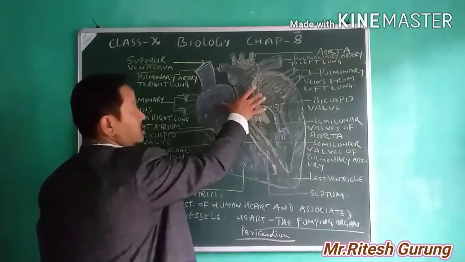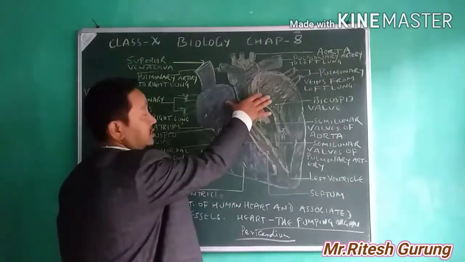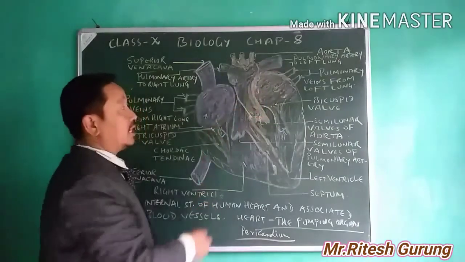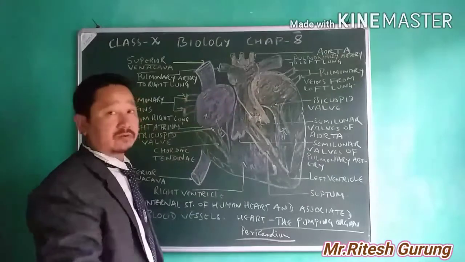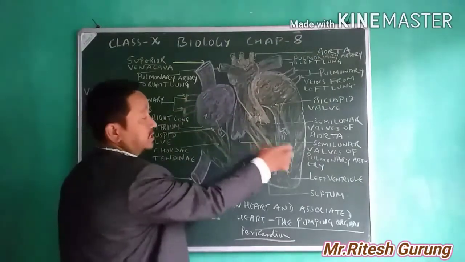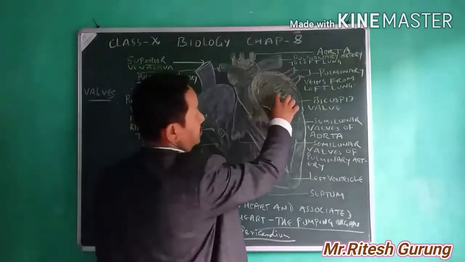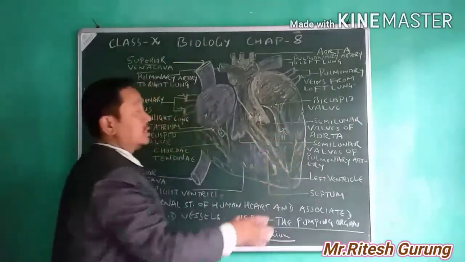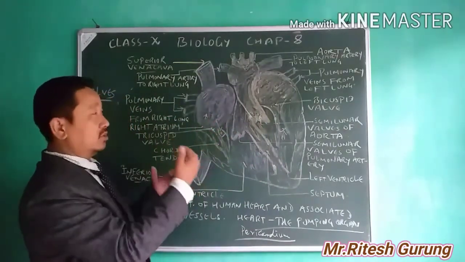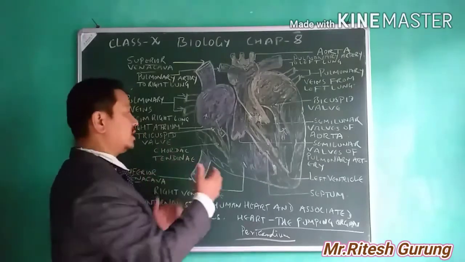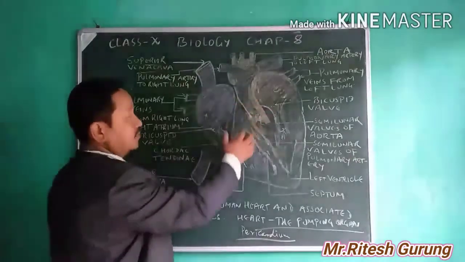Then when the contraction takes place in this region, the blood from this region will be pushed down to the respective ventricles, from right auricle to right ventricle, from left auricle to left ventricle. Then immediately, it's not that it takes a long time, very soon after the contraction of this gets over, the next will follow.